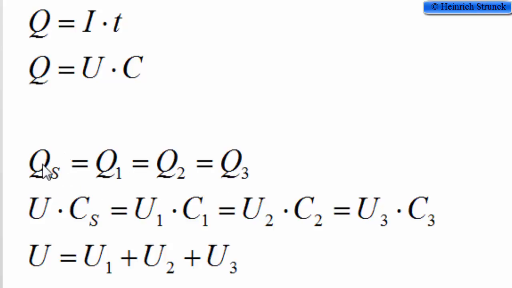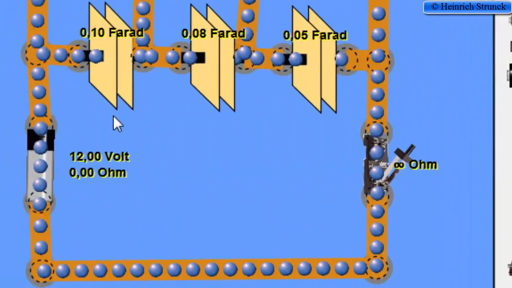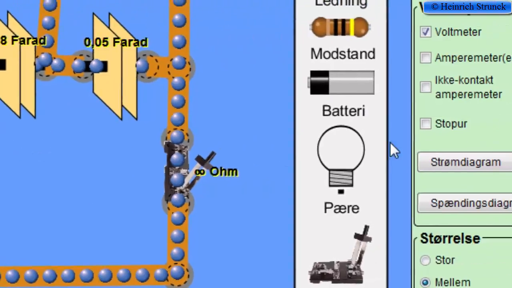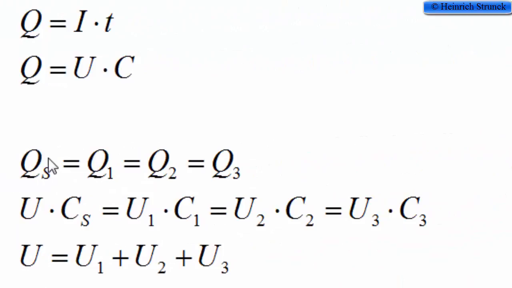And Qs is equivalent for all the capacitors. It means that we want to create the same circuit with only one capacitor. So that's the charge for the only capacitor if we want to simplify this circuit.